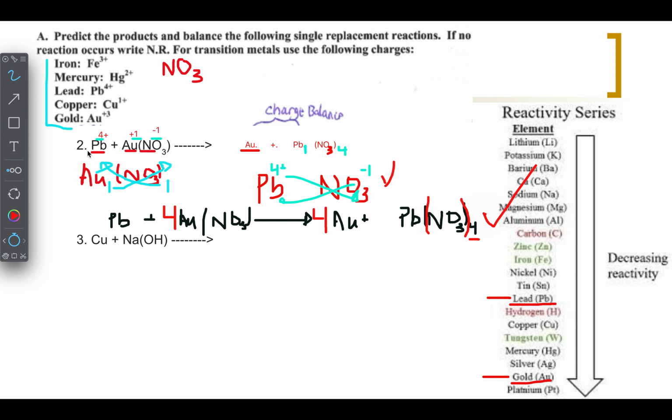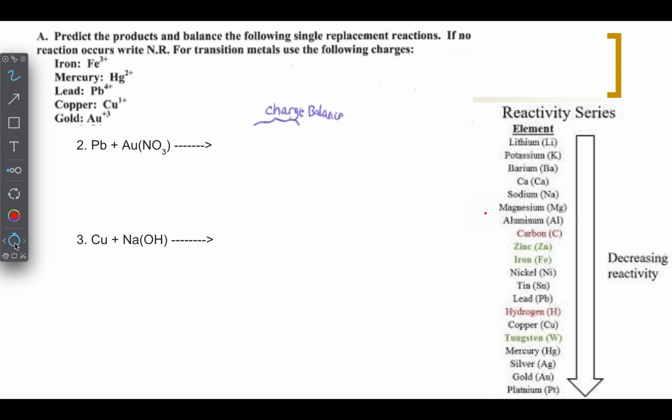Okay, let's do this last one. Okay, so here we have Cu NaOH. I'm going to get rid of that previous writing so our board is a little clearer. We know it's a single replacement, so now we're going to write the charges. Cu, we don't know right away, so we have to go to our little chart, right? And so we see that it's going to be 1 plus.